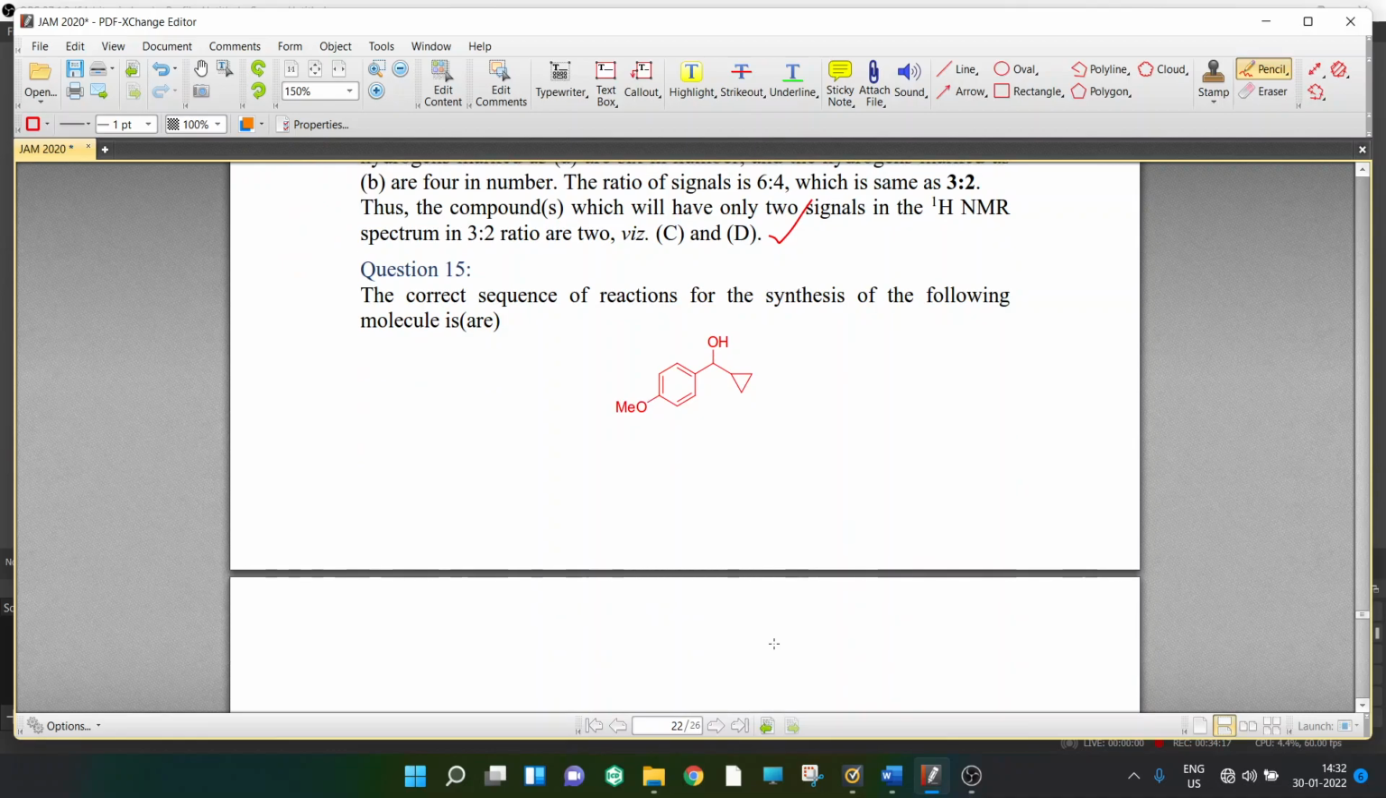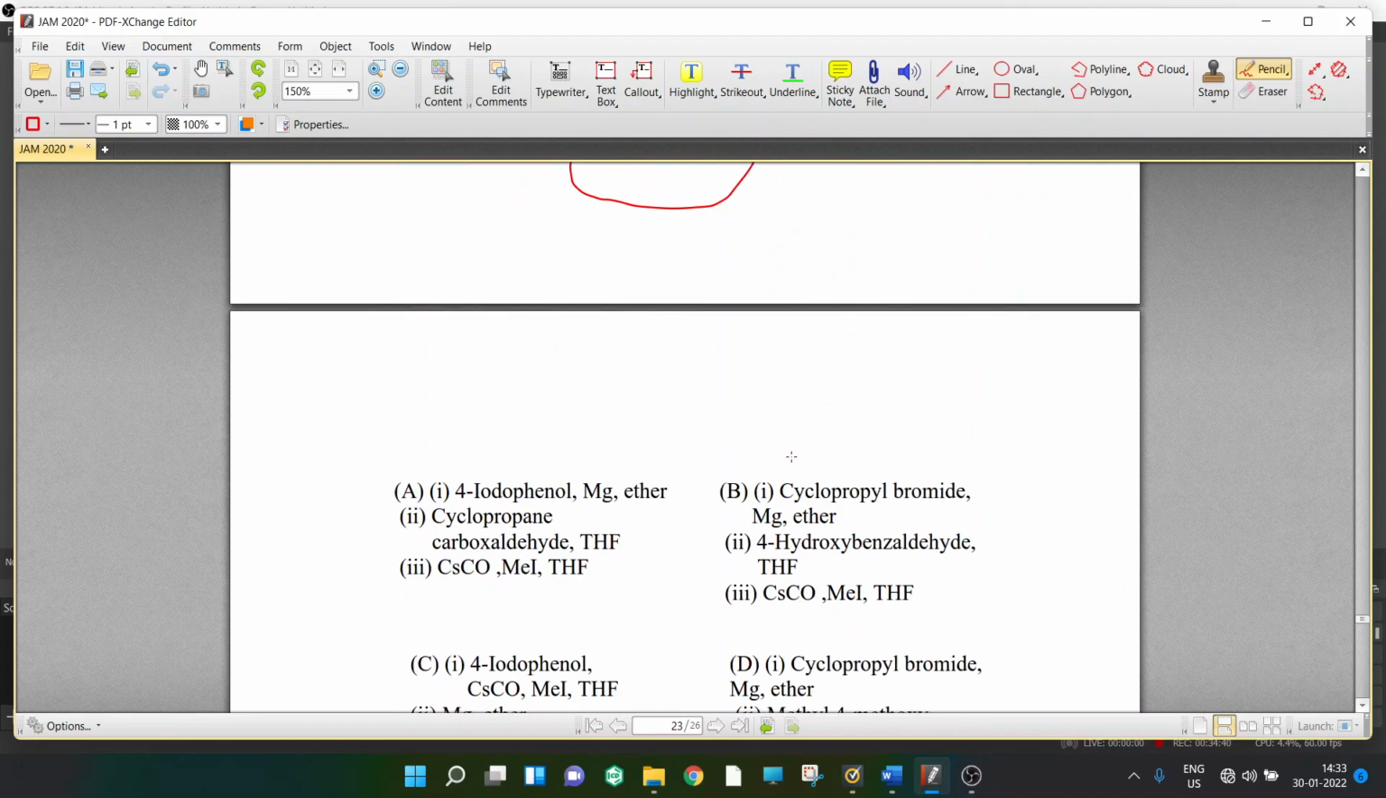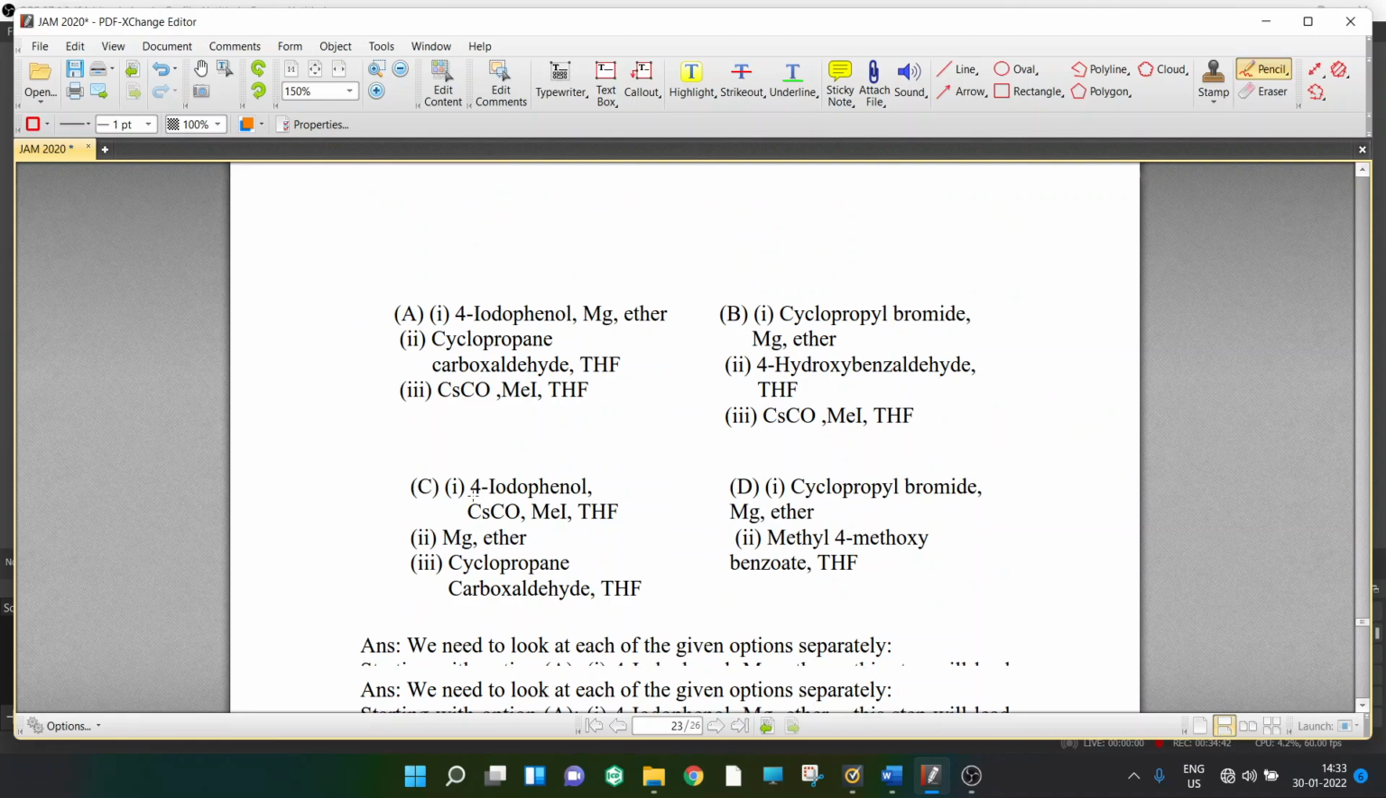Next question, question number 15. The correct sequence of the reaction for synthesis of the following molecule is or are. So more than one answer is correct. So you have to get this product. Remember this product, you are having an anisole kind of species, benzene with OMe, and then you are having one carbon which has a cyclopropyl ring, OH, and of course H is there, which is not seen here. So let us go step by step.